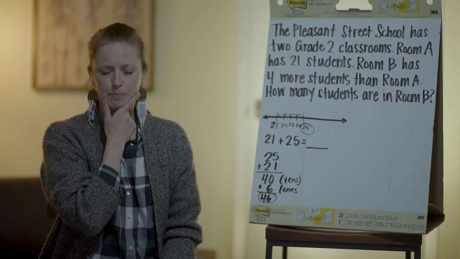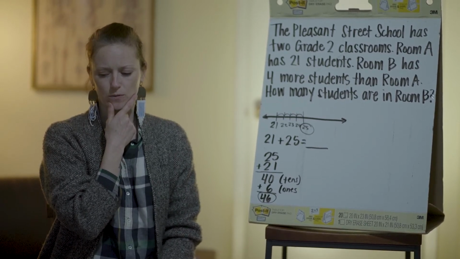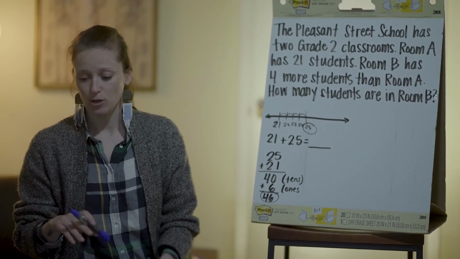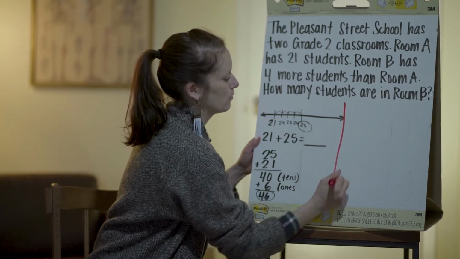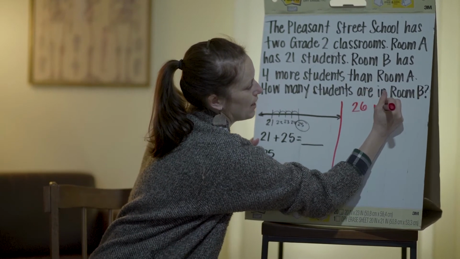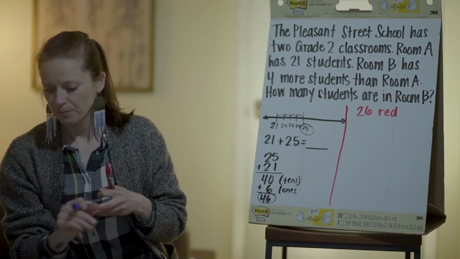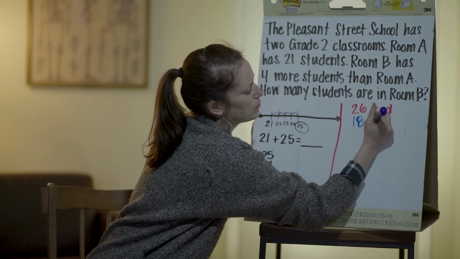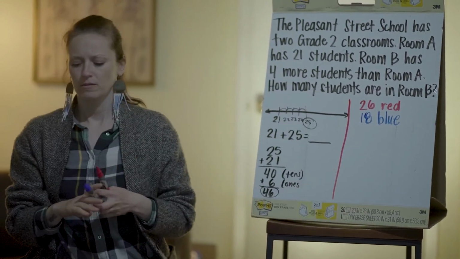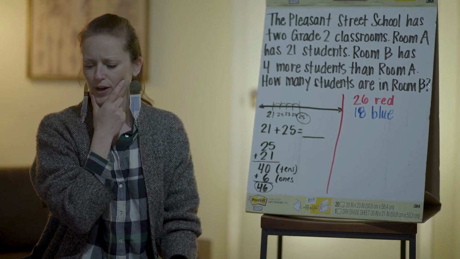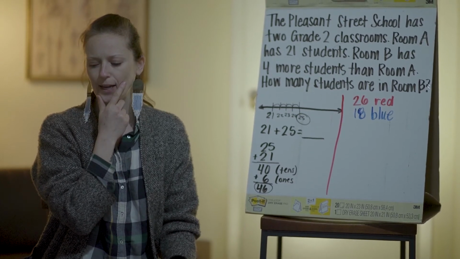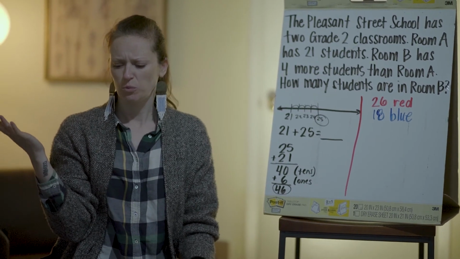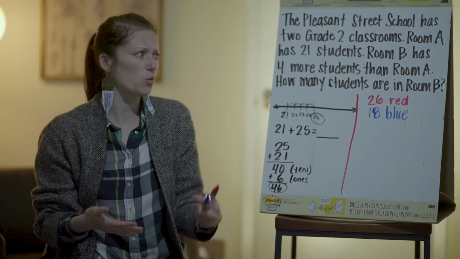Okay, listen carefully. The gym teacher at the Pleasant Street School has a bin of jump ropes. She has 26 red jump ropes. And she has 18 blue jump ropes. Are there enough jump ropes for every student in the 2nd grade to get 1? Are there enough for the grade? Would there be any extras left over, or do they need to get some more?